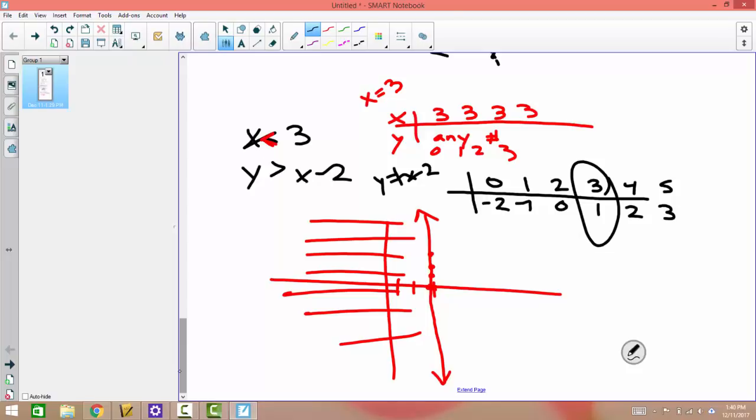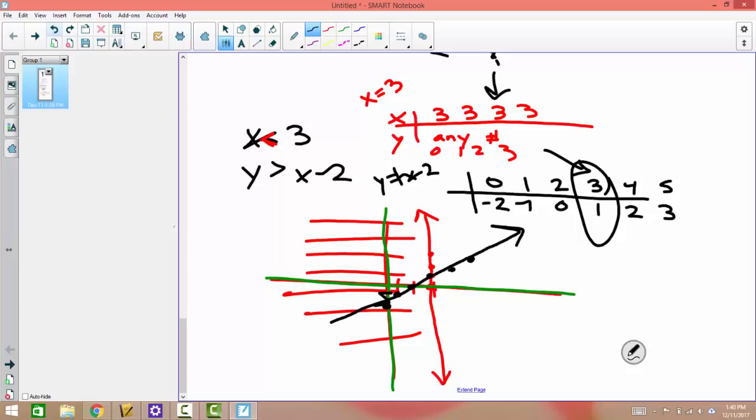All right, 0 gives -2. Put a dot. Over 1, hold on. Here's my axis. 0 gives -2. I'm going to make the axis a different color. All right. 0 gives -2. 1 gives -1, 2 gives 0, and 3 gives 1. 4 gives 2, and 5 gives 3. We're looking for x equaling 3. So that is where they cross.